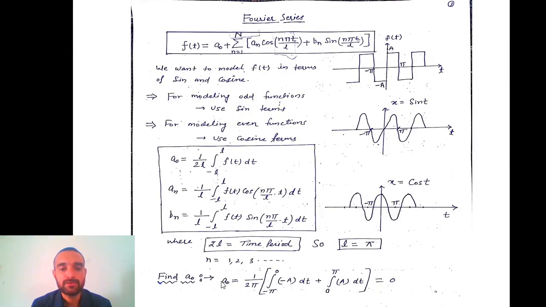First of all, we are going to find a0. The constant a0 is equal to 1 upon 2 pi. Why is this 2 pi?